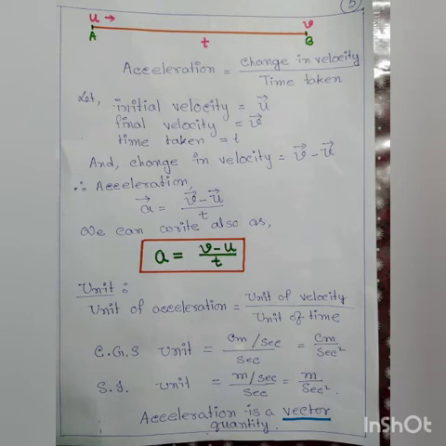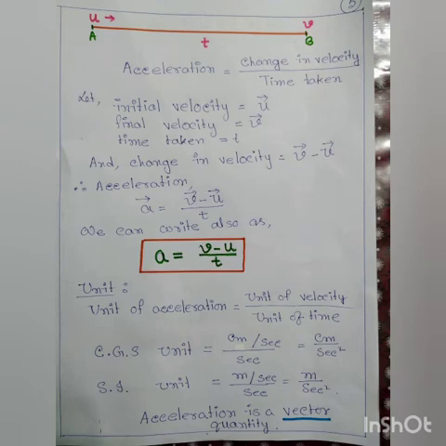Now what will be the unit of acceleration? Unit of acceleration will be unit of velocity by unit of time. In CGS system, the unit of velocity we all know is centimeter by second and the unit of time is second. So the CGS unit of acceleration will be centimeter by second square. And in SI system it will be meter per second square. And as acceleration is the rate of change of velocity, acceleration is also a vector quantity.